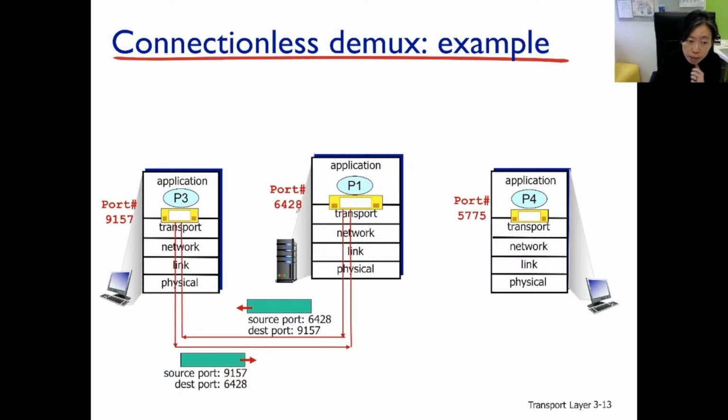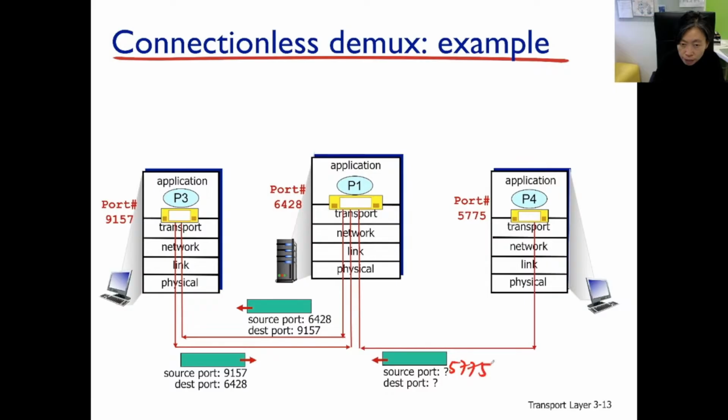And the return messages, so replies from the server, will then carry the source port number being the server's port number and the destination port number being the original request sender's port number, 9157, the client's port number. So you see also a little bit how P1 can generate the reply. The port numbers are essentially the reverse of the requests. Now, if there's another request coming from P4, what is going to be the source port number?